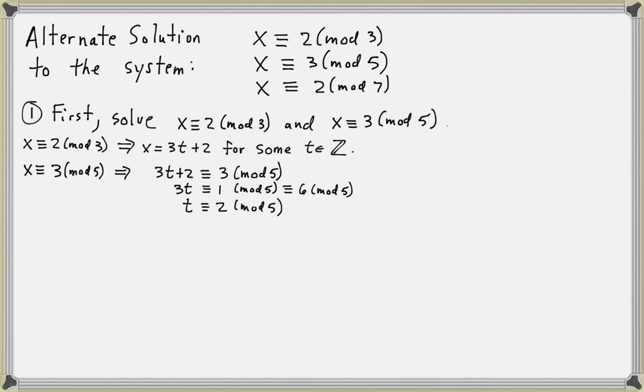So I'm going to rewrite t as an integer times 5 plus 2. So this tells me that t must equal 5s plus 2, for some integer s. Okay. Now let's back substitute for t. So we saw originally that x is 3t plus 2. I'm going to take this expression, 5s plus 2, and substitute that back in for t in this expression. So we'll get a congruence for x mod 15 by doing this.